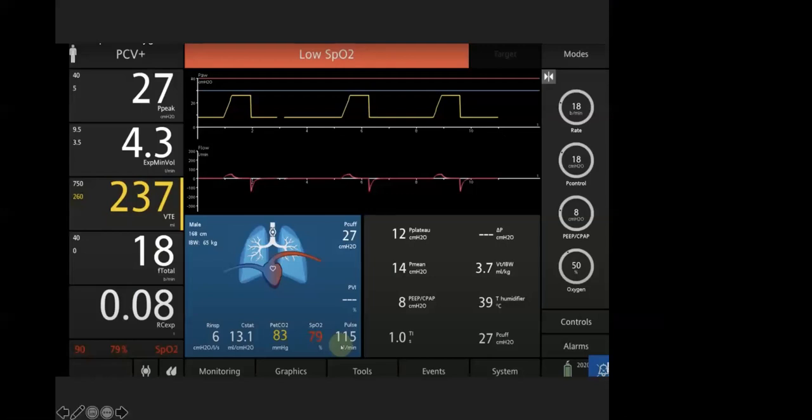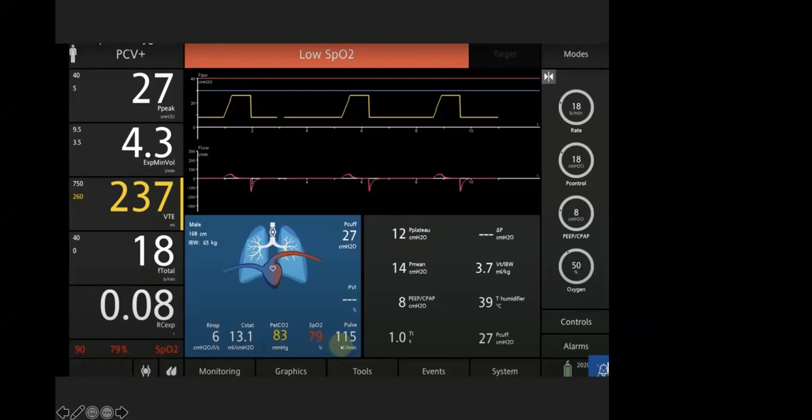This is actually a pressure control ventilation screenshot. We have a lot of modes that will be presented tomorrow by Dr. Basim in more detail, but here we will just give an example. What is mentioned here is the peak pressure, and this is the expiratory minute ventilation. This is the actual tidal volume, this is the respiratory rate, and this is the plateau pressure. If you can't find the plateau pressure here, it will be at this stage.